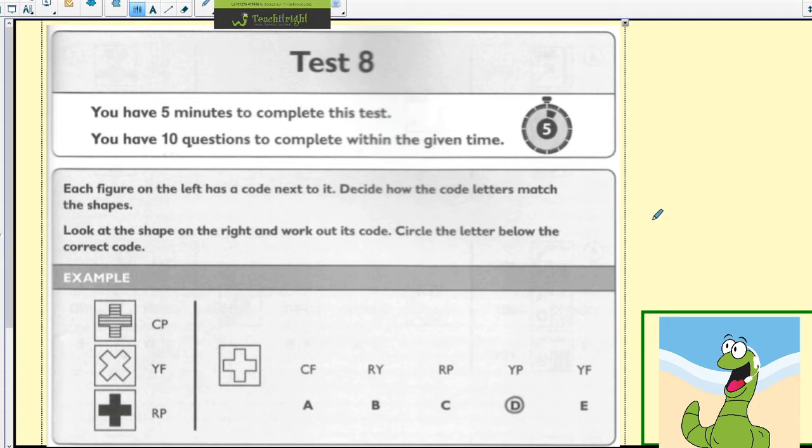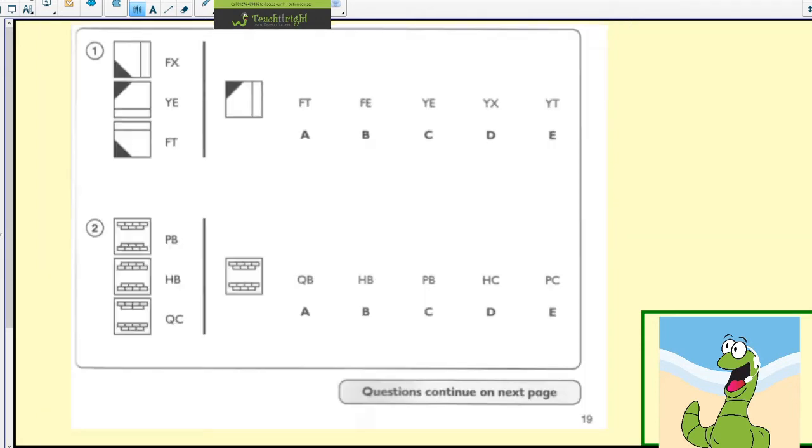Right, test 8. So for test 8, we're doing codes. Each ring on the left has a code next to it. Decide how the code and the letters match the shapes. Look at the shape on the right to work out the code, and then circle the one that matches. So again, we're looking for some form of commonality. So let's go through it. For test 1, the answer is D. In test 2, the answer is E. Let's go through and talk about it.